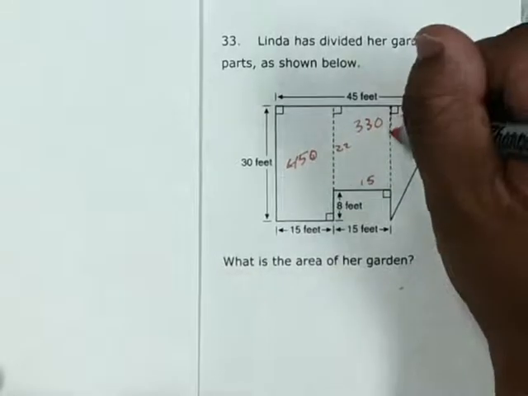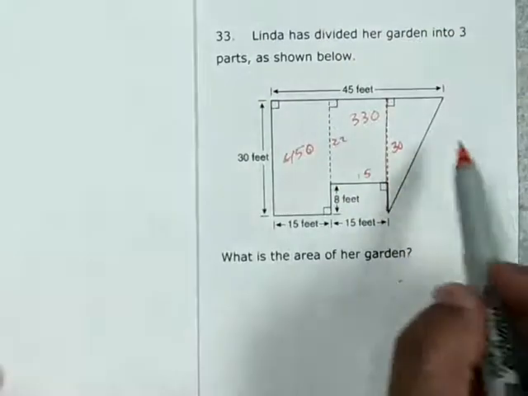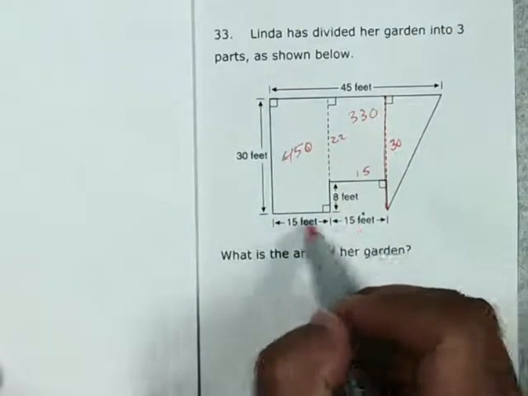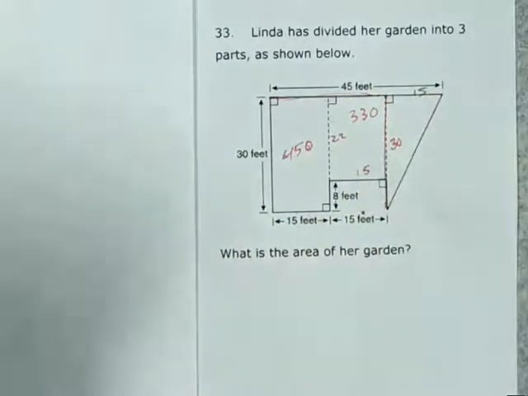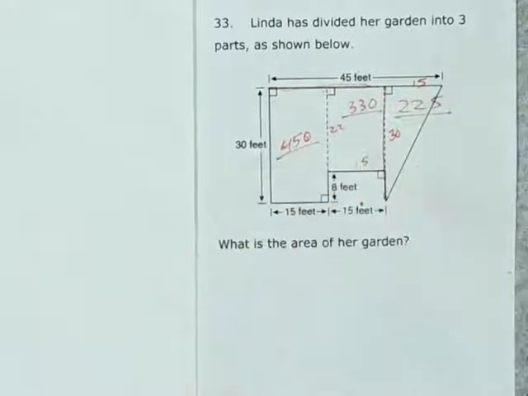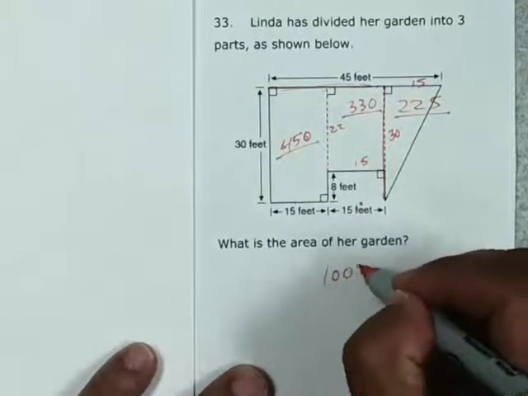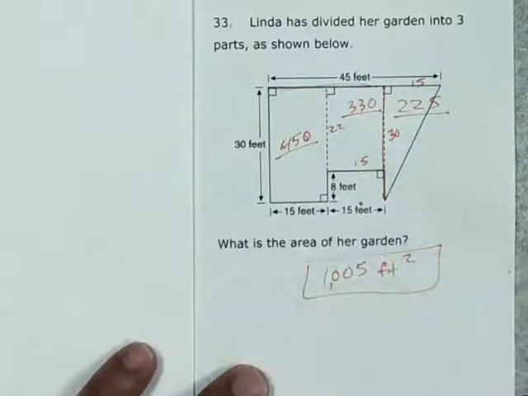All right. Then I have to find the area of this. I know that that's the triangle. I know this height is 30 because this is 30. If I have 15 and 15, that adds up to 30. So I know this much is 30. 45 minus 30 is 15. So I want to do 1/2 base times height. So 15 times 30, divide that by 2, gives me 225. So I have to add 450, 330, and 225 together. And I end up getting 1,005 square feet as the area of the garden.